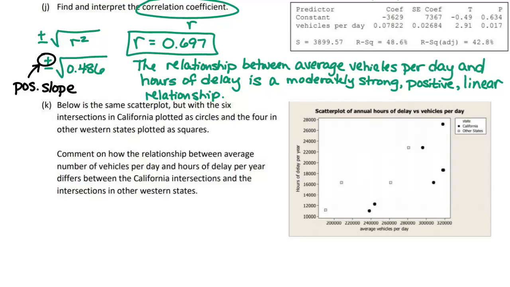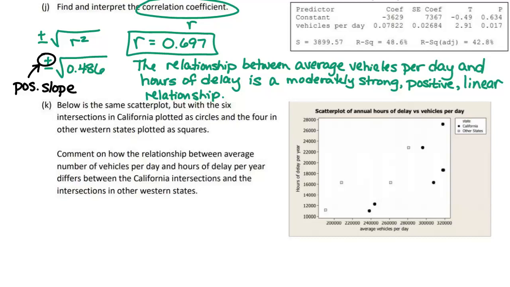All right, last piece, finally. Below is the same scatter plot, but with the 6 intersections in California plotted as circles, and the 4 other Western states plotted as squares. Comment on how the relationship between average number of vehicles per day and hours of delay per year differs between the California intersections and the intersections in other Western states.